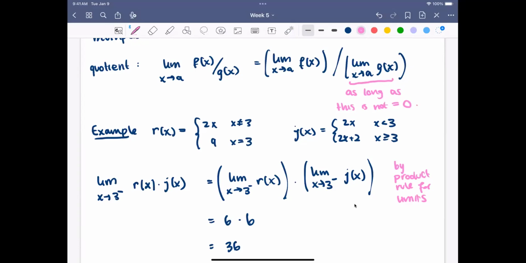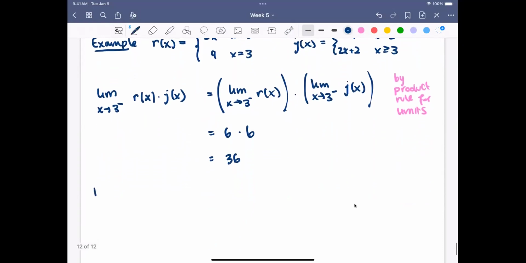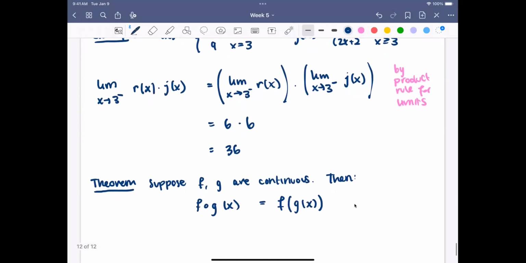Okay, so let's do composition. So we'll have a theorem. And I'll say the continuity version and then the limit version. So this says, let's suppose f and g are continuous. Then f composed with g of x, which just as a reminder is f of g of x, you plug in g of x, is also continuous.